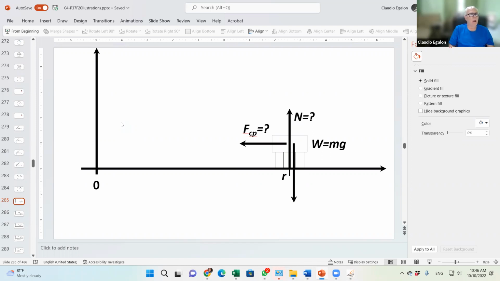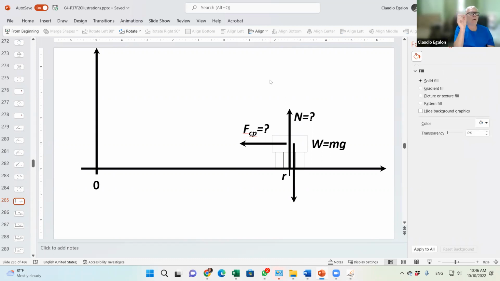I have to determine what forces are applied to the car. The first force that's always there is the weight. The other force is the normal. But the car doesn't move in the vertical direction, just like the plane, so those two forces are going to cancel each other. The normal force is going to cancel out the force of the weight.